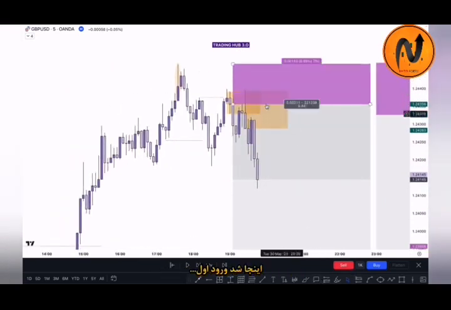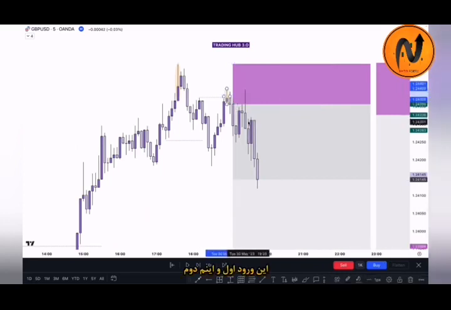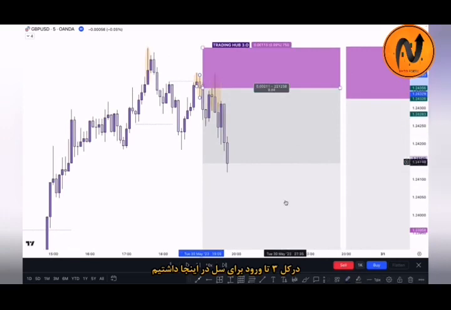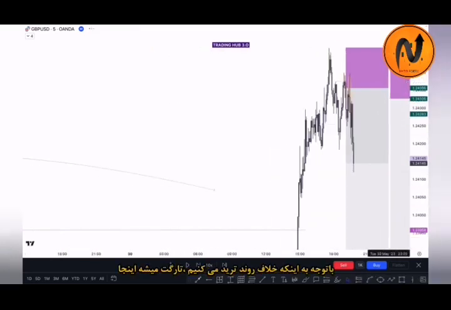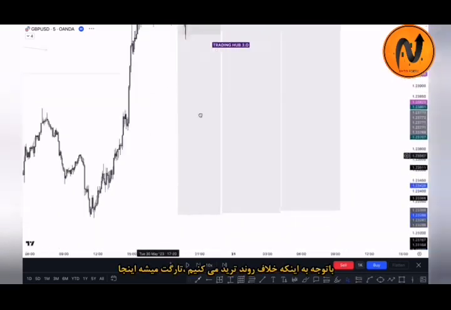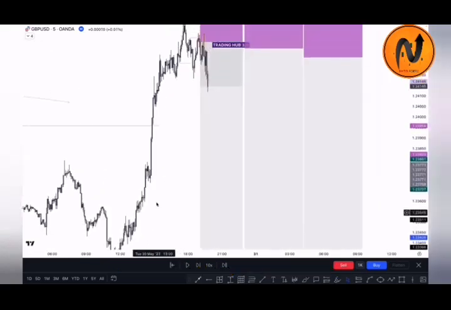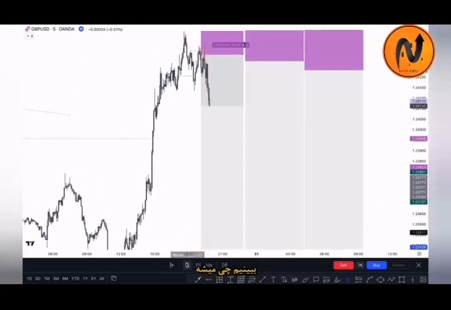The first entry was executed at this point. Let me highlight this point, this one. First entry and next entry, these three entries are possible here for the sell, right? And we are trading counter trend, and this is our final target at this point. Okay, so let's see what happened next after this one.